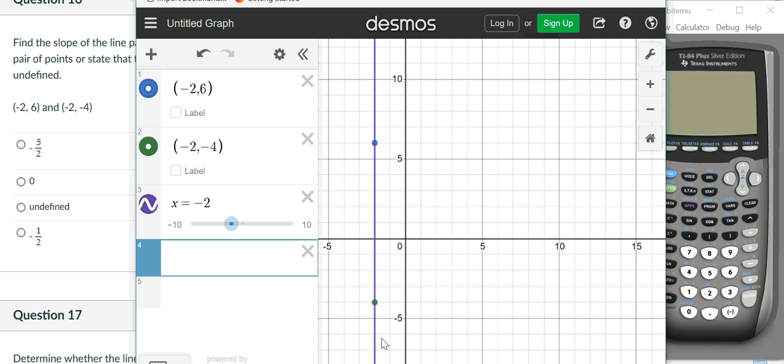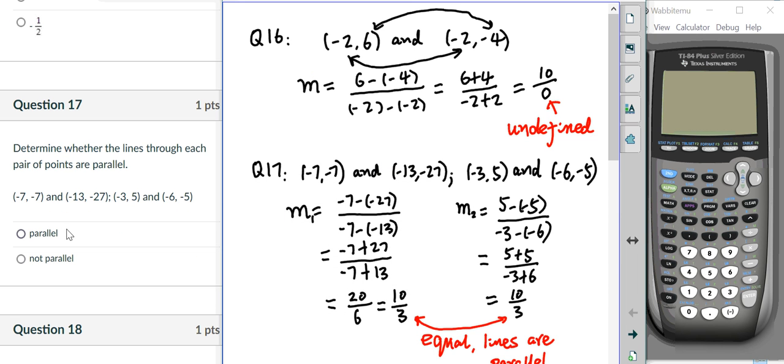So it's a vertical line. The slope is undefined because the horizontal distance between any two points is 0. And the vertical distance, even if it's not 0, is divided by 0. A nonzero number divided by 0 is undefined. Okay, that's the reason.